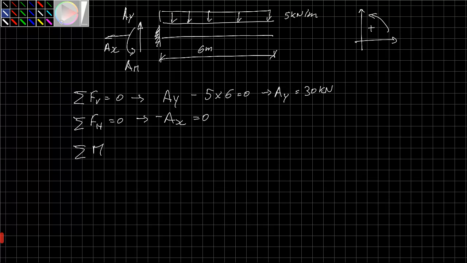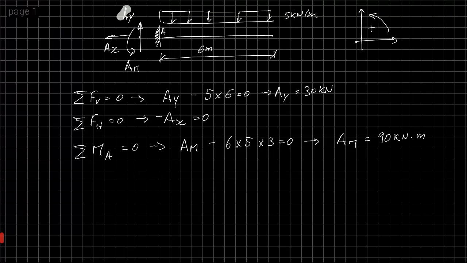Sum of moments around point A, I get a moment. This one does not cause moment because it goes through point A. This one does not cause moments because it goes through point A. And the uniformly distributed causes a negative moment of 6 times 5, which is the resultant, times the distance 3 equal to 0, comes the moment reaction equal to 90 kilonewton meters.